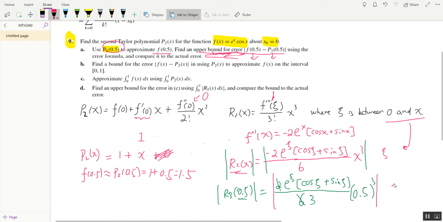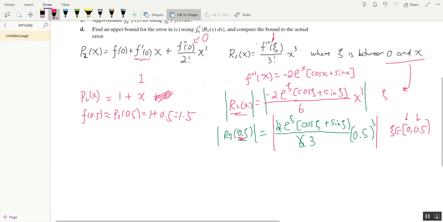So now this xi, let's make sure xi is in between 0 and 0.5, okay? Why 0? Because center is 0. Why 0.5? Because you just approximated at 0.5. So that's the reason. Now let's continue. So I want to find a bound. And this 3 is constant, 0.5 is constant. So 3 and this 0.5 cubed, I can quickly move that out of my absolute value sign. So what I really need to find a bound for is this piece, right?